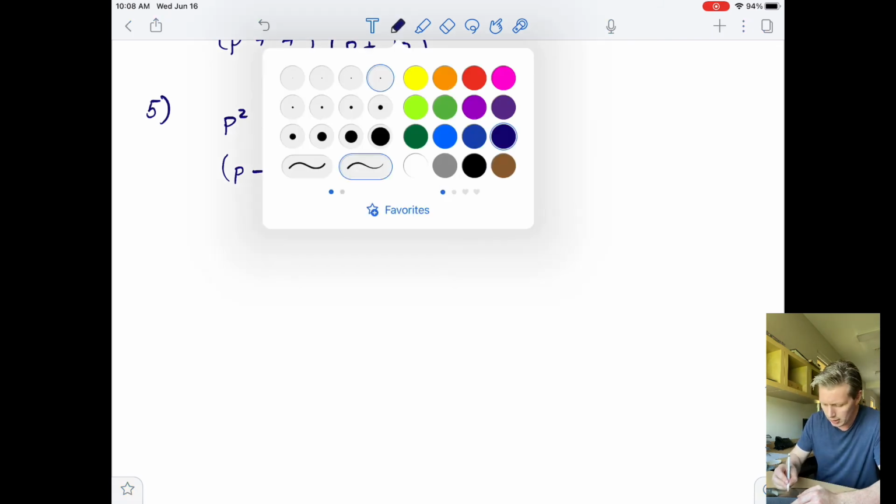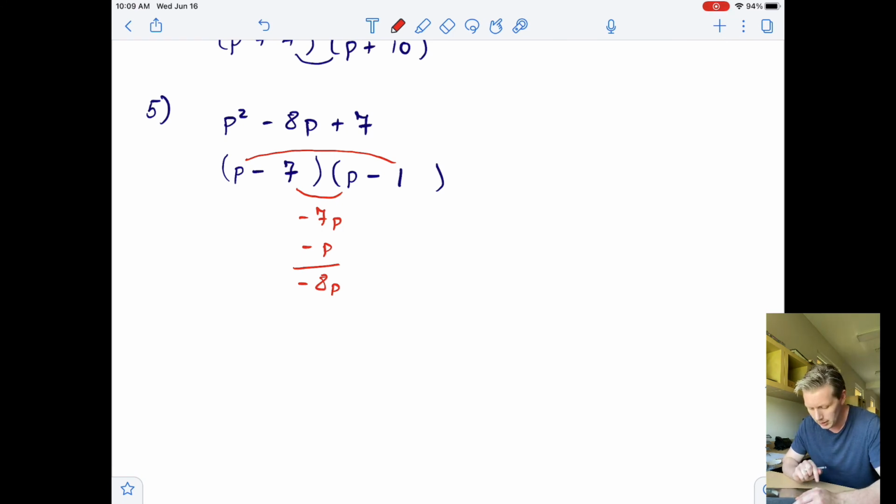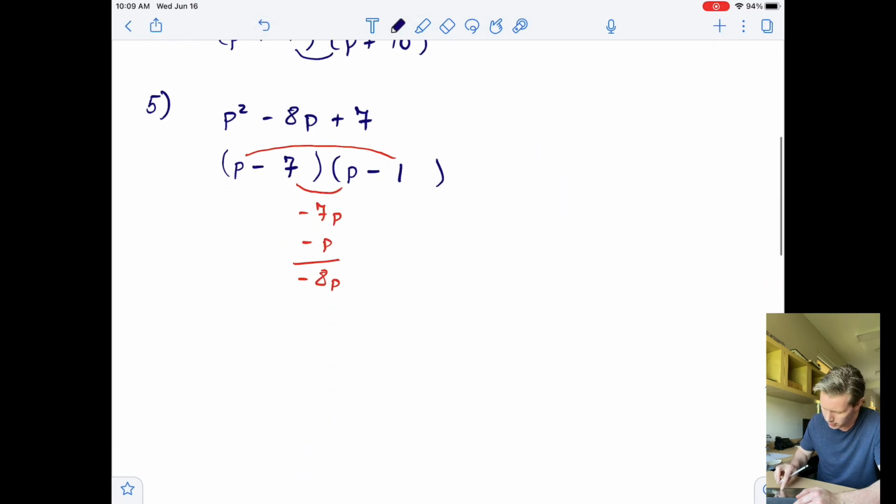And again, if I just check it, I'm going to switch color. Minus 7p, negative 7p. That's my inner terms, and then my outer terms are p times negative 1. That's negative p. If you sum minus 7p and negative p, that's negative 8p. And note that that is our center term. All right, so it has been factored correctly. P minus 7 times p minus 1 would indeed give me p squared minus 8p plus 7. Factored correctly.